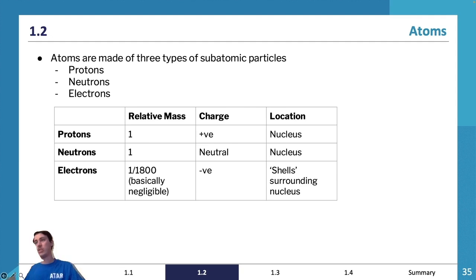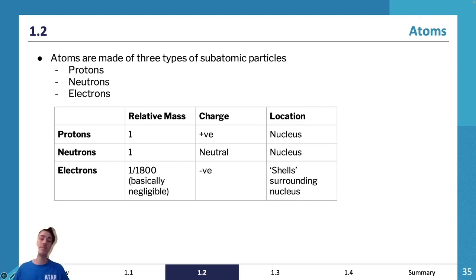The charge. The charge of a proton, positive, neutrons, neutral, electrons, negative. However, the charges are equal. 1 proton equals 1 electron in charge. So if I have 1 proton and 1 electron, they cancel each other out and I'm neutral. Really important. Despite the fact the masses are different, the charges are equal.